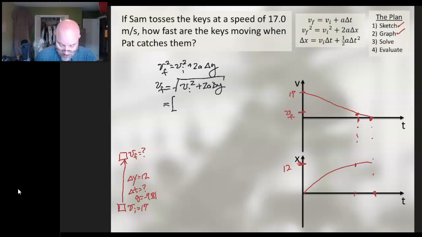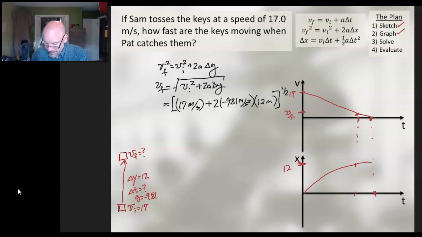Now we can put our numbers in. You can use the radical sign if you want to. On your own paper it might not matter. Here with the pen, it's just hard to write in that crowded little space. My initial speed is 17 meters per second. Then I have 2 times the minus 9.81 meters per second squared. And then my delta Y, I went up 12 meters.